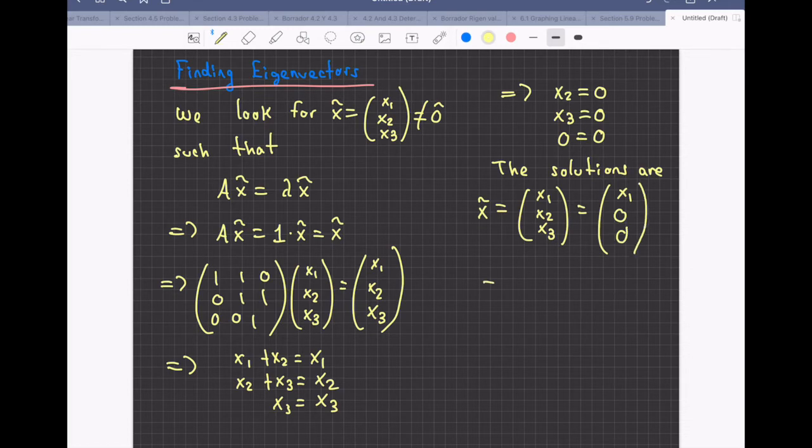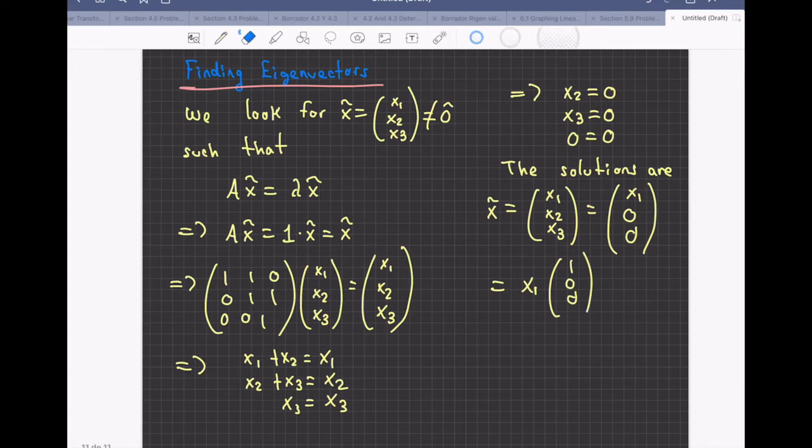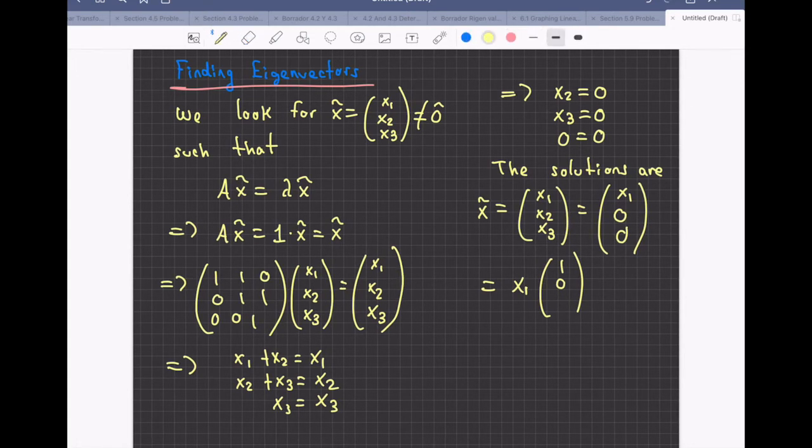Or what is the same? x1 times the vector 1, 0, 0. Or what is the same? Remember, this vector is part of the canonical standard base. So 1, 0, 0, or what is the same, x1 times the vector e1.